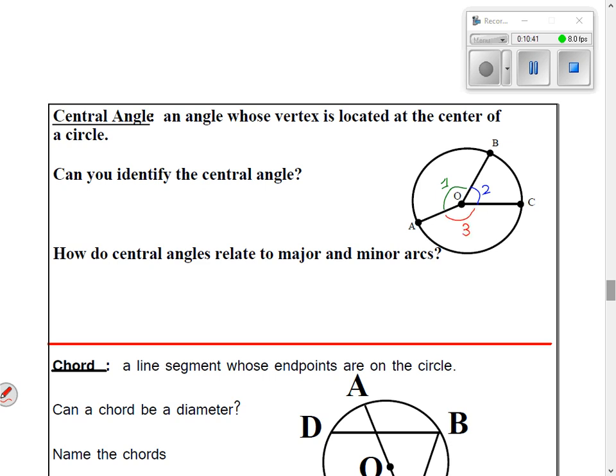What would you say is true about the measure of these three angles? 360, correct. So let's say the measure of angle 2 is about 60 degrees. Would you agree? So then this arc, if the central angle measures 60 degrees, then the measure of arc BC would also be 60 degrees.